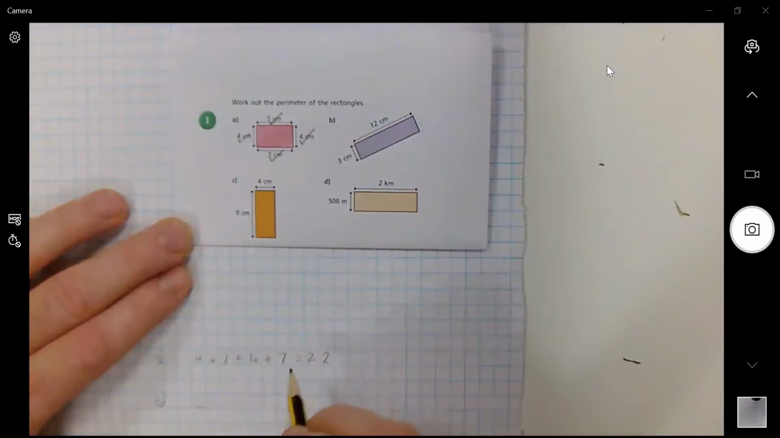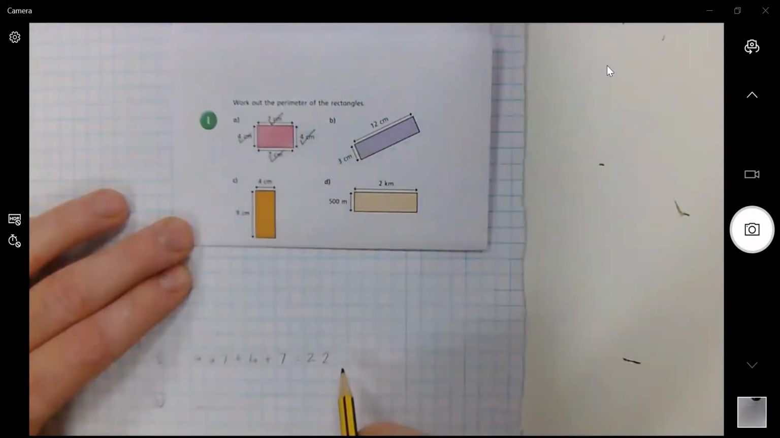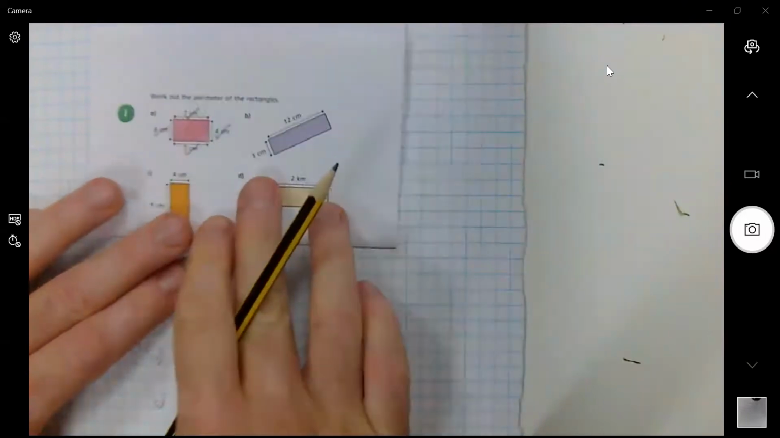Now, can I leave it like that? No, you're right, I can't. I need to add my measurement on. All my measurements here are given to me in centimeters, so I'm going to use centimeters for my answer. Now, let's move on and have a look at B.